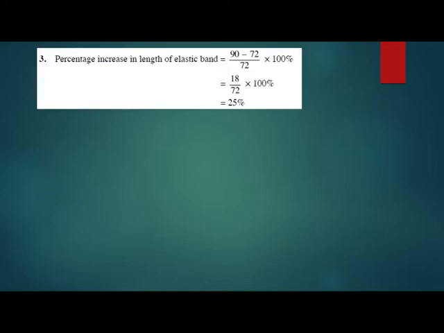Now we have question number 3. An elastic band which is 72 centimeters long is stretched to 90 centimeters. Find the percentage increase in the length. What we have is the percentage increase in the length of the elastic band. In the end we have 90 centimeters. You have to subtract 72, which was the old value, and divide by the old value. What was the old value? 72. So simply subtract and you will get 18, and there we have 72.